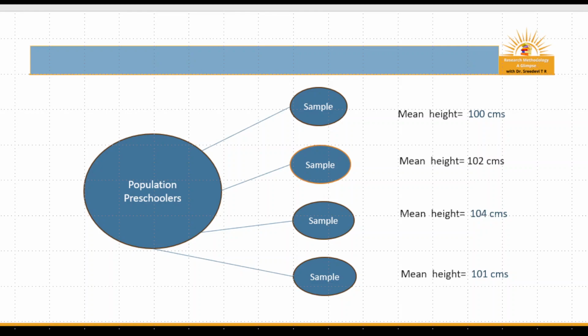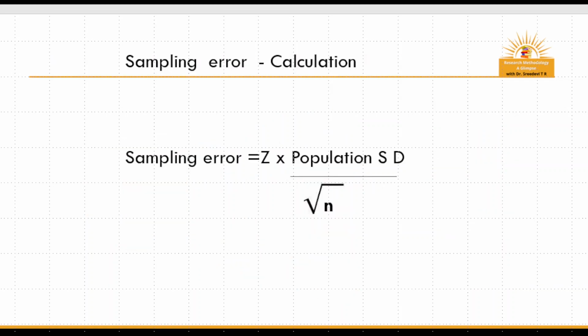How is sampling error calculated? The sampling error is calculated using the formula: sampling error equals Z score value based on confidence interval, times population standard deviation, divided by root n. Sampling error is obtained by dividing the standard deviation of the population by the square root of the sample size and then multiplying the result with the Z score value, which is based on the confidence interval. In the video on confidence interval, the Z value for each confidence interval was discussed.